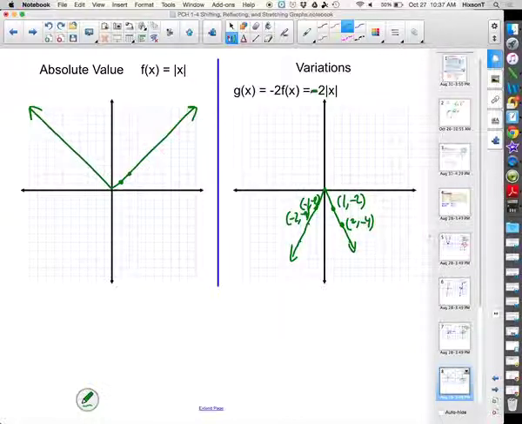Does anyone have any questions about how Evan got this? Notice he did label some points. You don't have to label the origin, that one's obvious, but label some points.